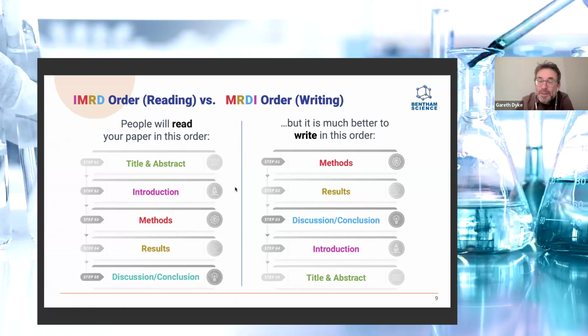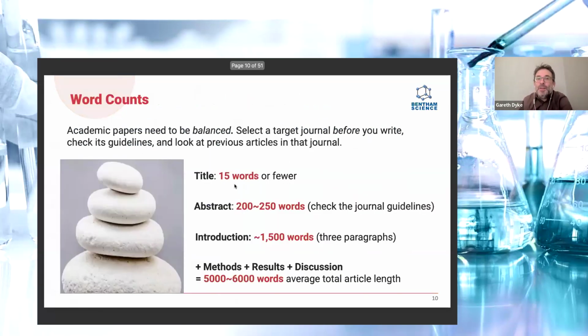So what we're going to do in this event is we're going to jump to the second half of academic article writing, the bit that you'll probably be doing later in the writing process, and thinking as well about how much information, how many words you can put into the different sections.